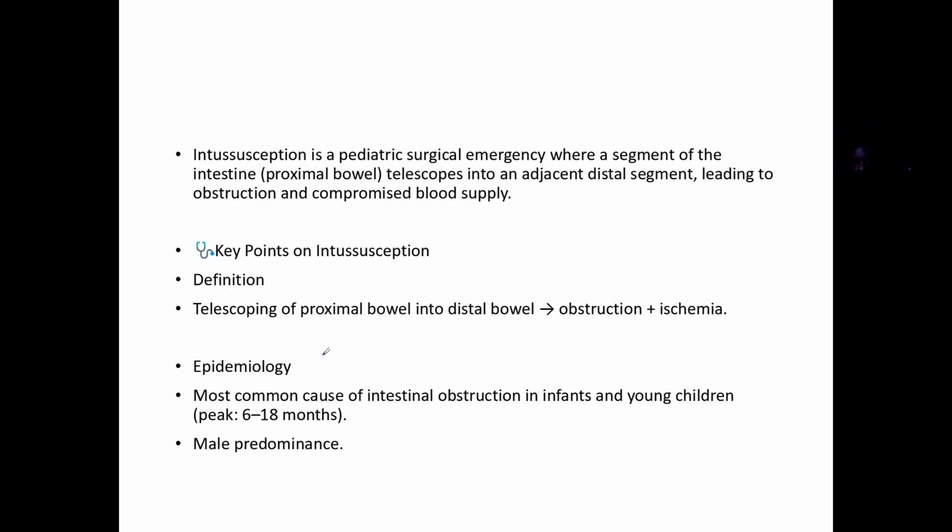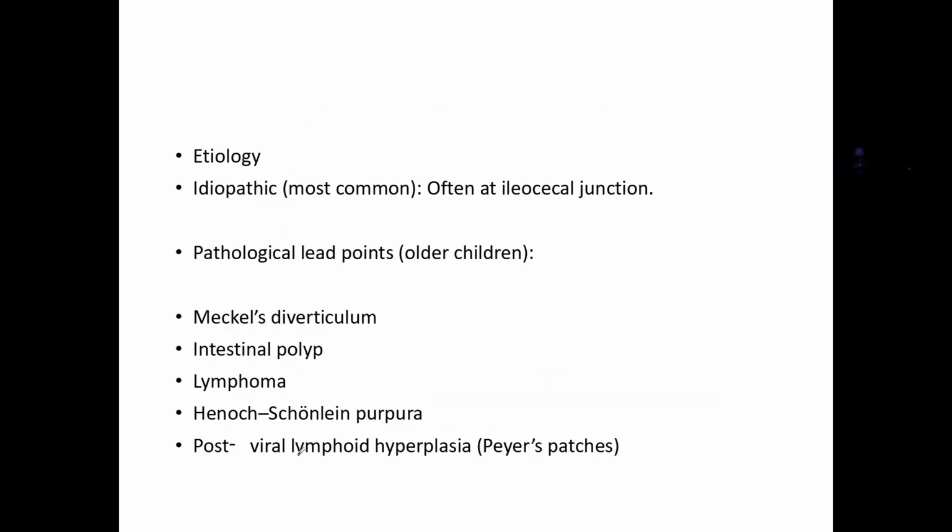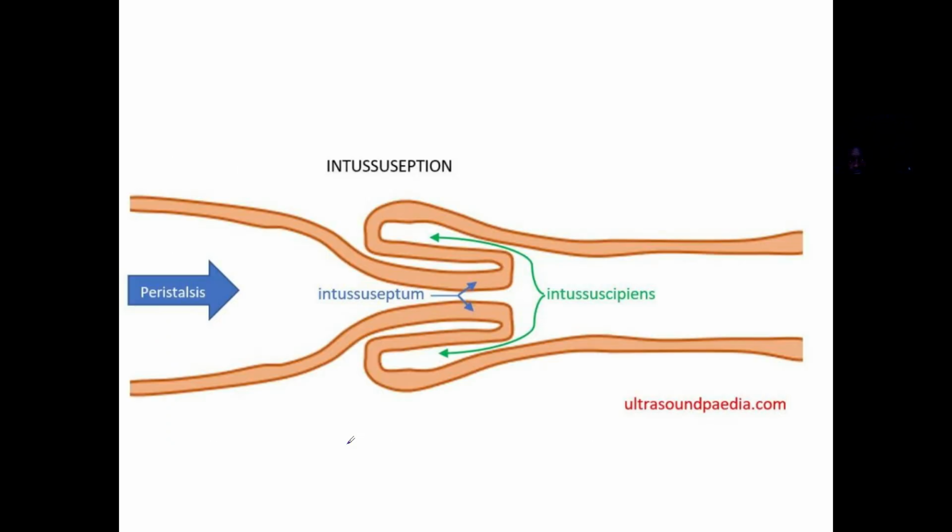Okay, so epidemiology: it is a common cause of intestinal obstruction in infants and young children, and it is usually dominant in males, like it occurs more in males. So etiology sometimes is not known, so it is called idiopathic. Sometimes it's caused by Meckel's diverticulum, intestinal polyps, lymphomas, Henoch-Schönlein purpura, then post-viral lymphoid hyperplasia. Okay, that's the Peyer's patch getting so large.